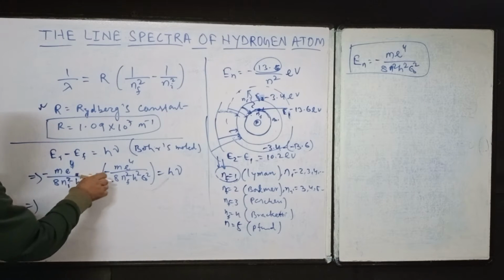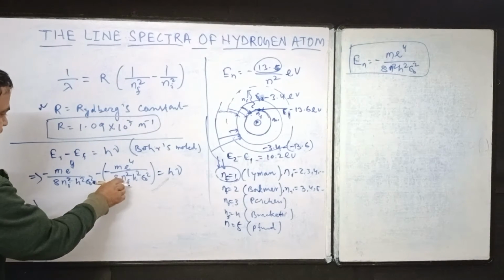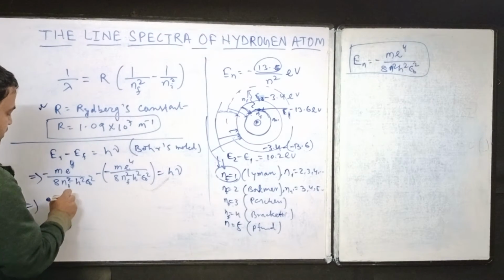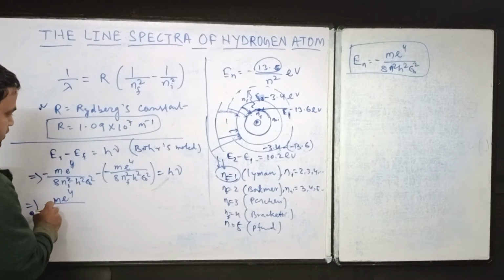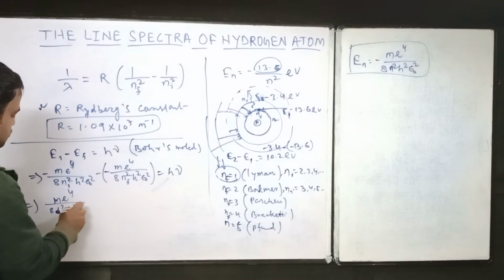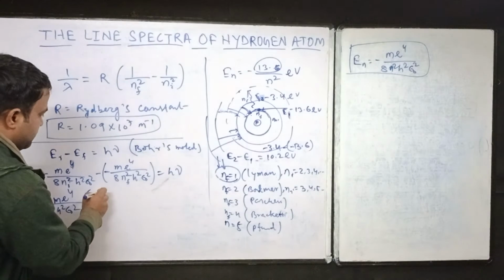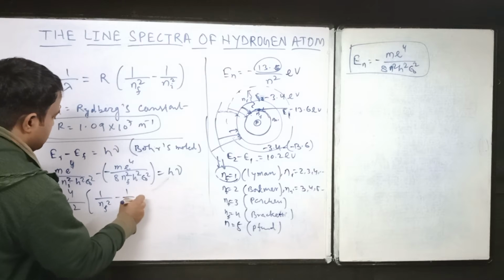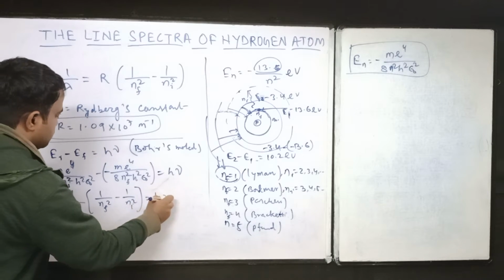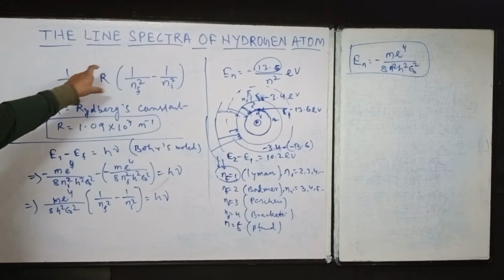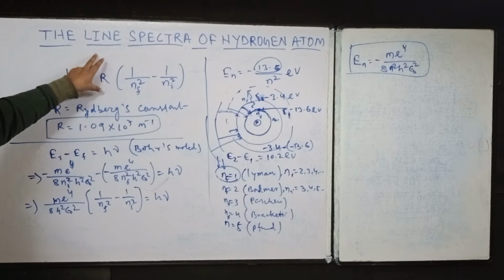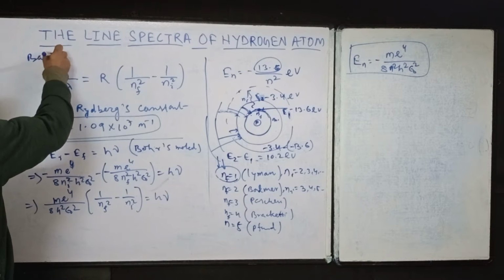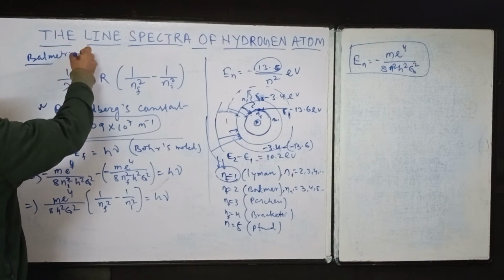So you can write Nf will come first and Ni will be subtracted, and the common factor you can take is m e to the power 4 over 8 h square epsilon naught square, and it will come up as 1 upon Nf square minus 1 upon Ni square equals h nu, right? Which is the same as this equation, right? From the empirical formula of Balmer. So this is Balmer's empirical formula.